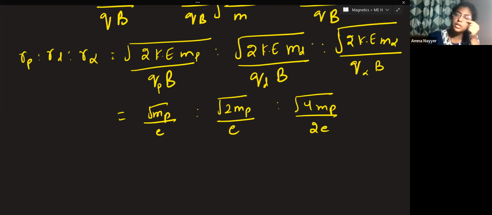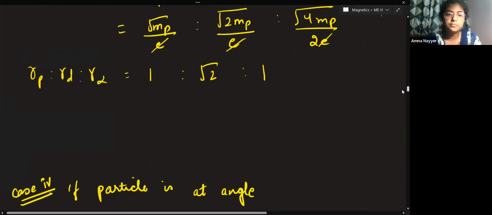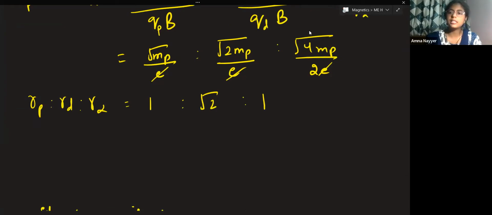Here, masses I have substituted, whatever is the relation between the masses of all these three. So e gets cancelled, roots get cancelled. 1 is to root 2 is to 1, because 2 divided by 2 will give you 1. So Rp is to Rd is to R alpha, this is the answer for the third part. Now the last part says same potential. For same potential.